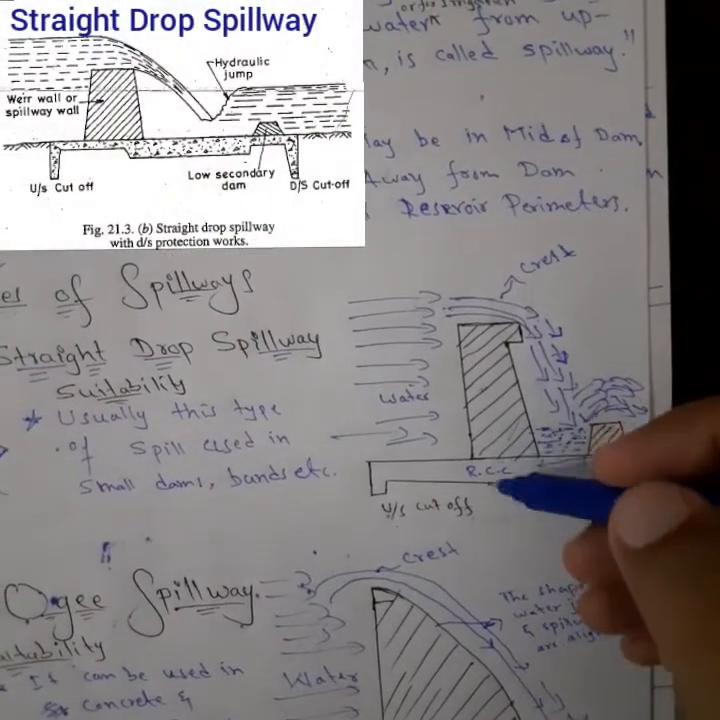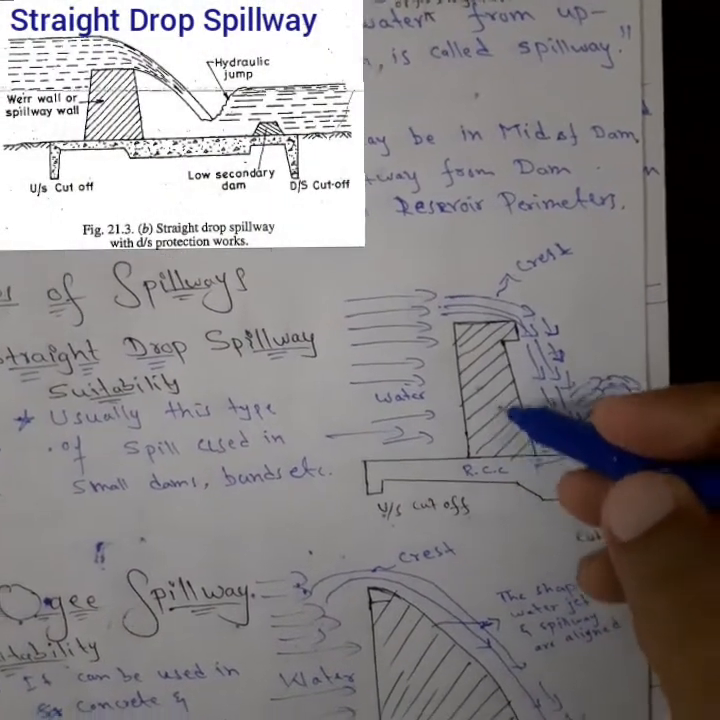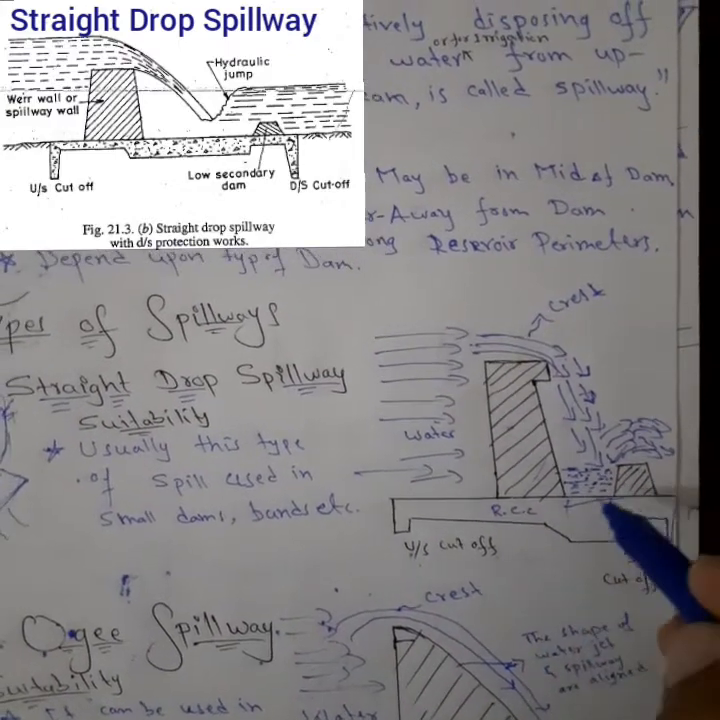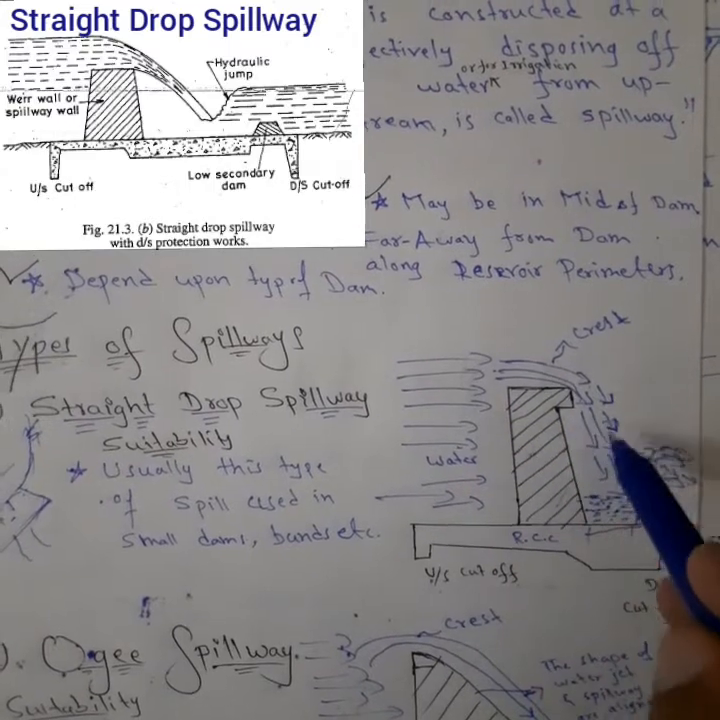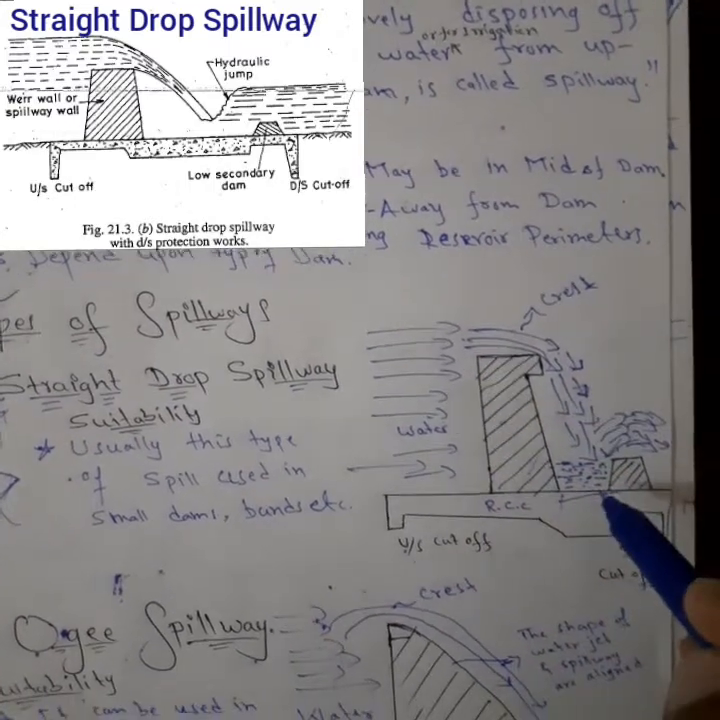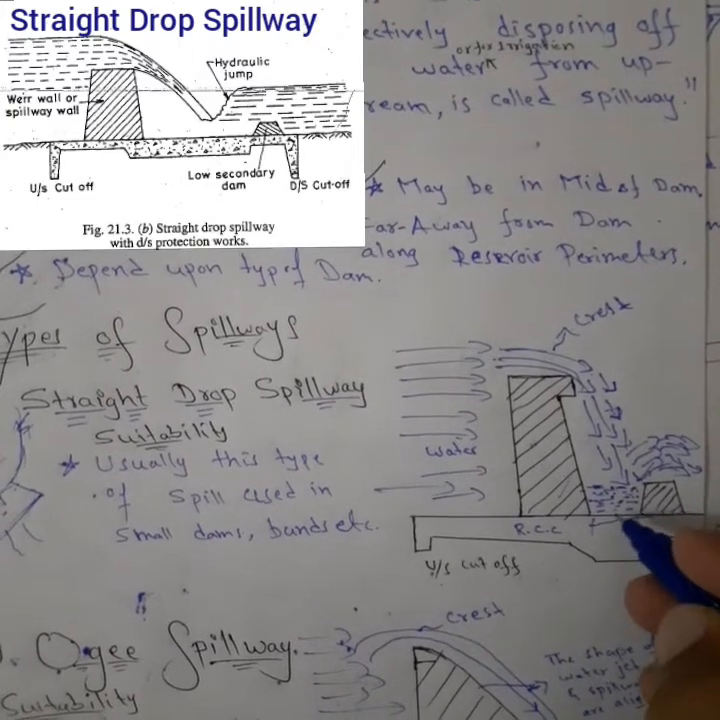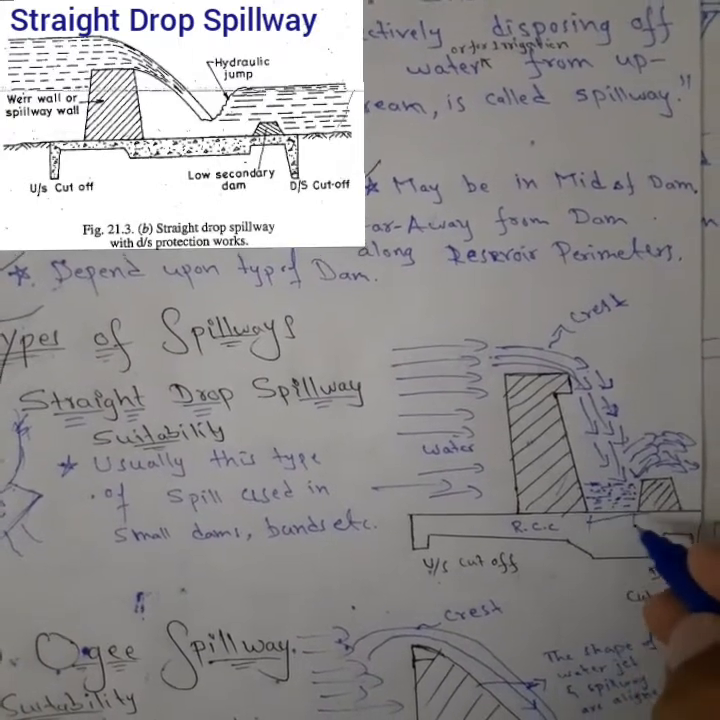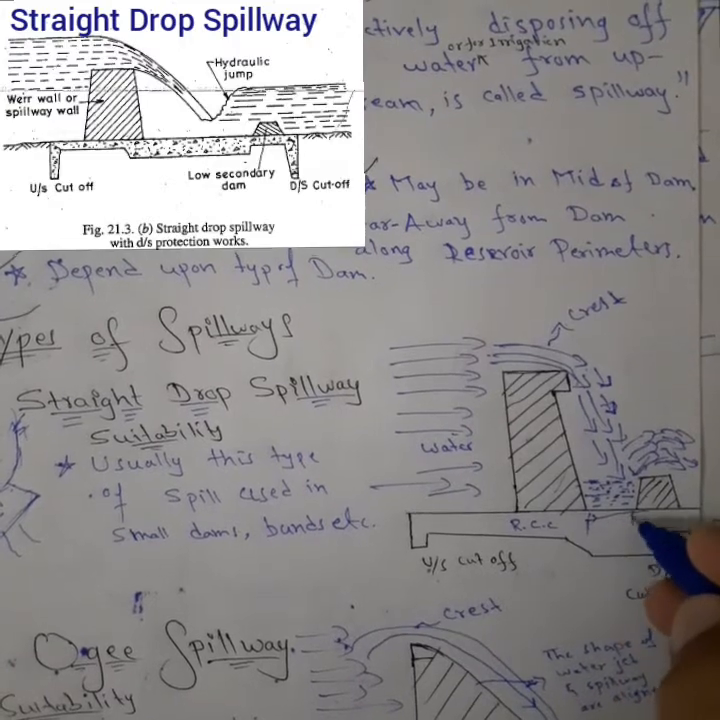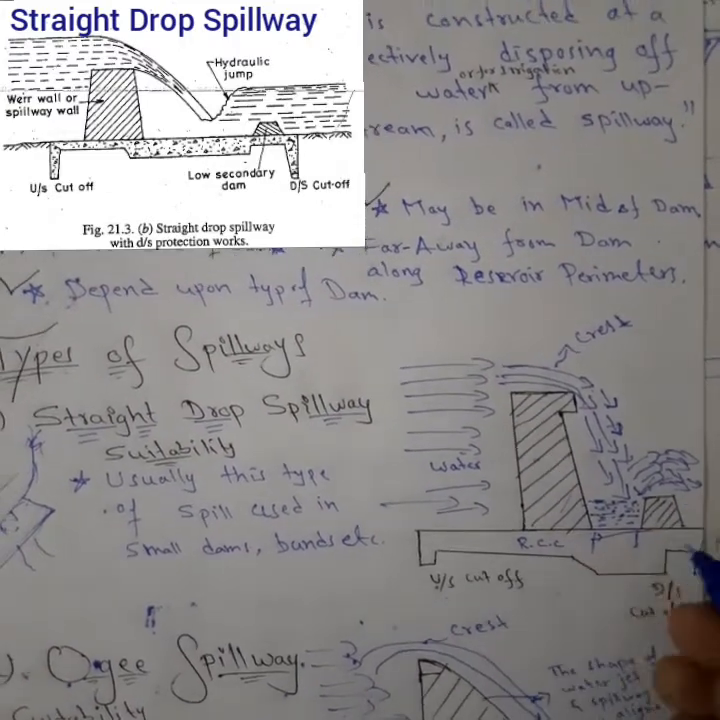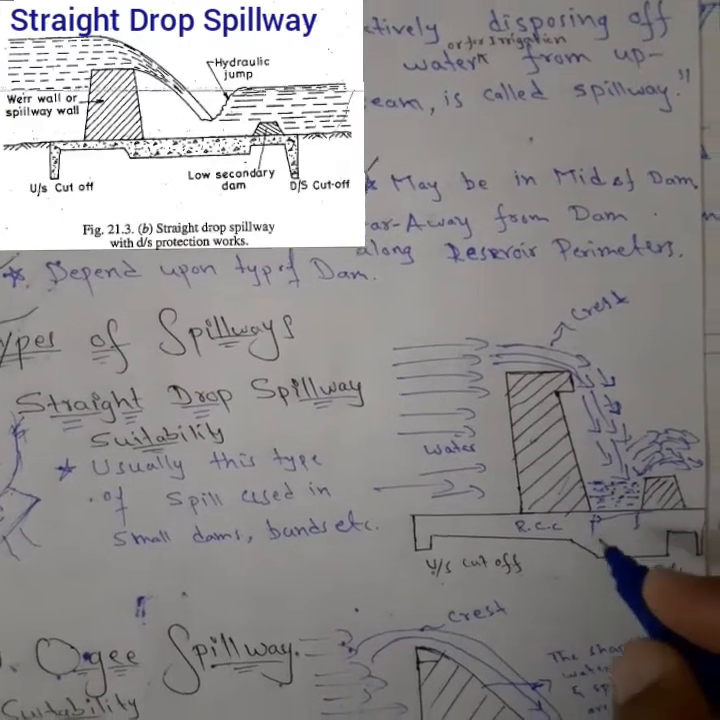You can see in the simple diagram it is a concrete or masonry structure, and the foundation is also a concrete structure, and the surplus water overflows through it. Here we construct a small dam which is comparatively far away from this dam, but I have drawn it near by mistake; it is a little bit far away from the structure.